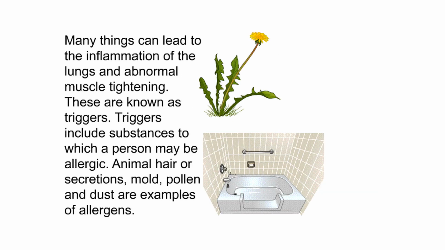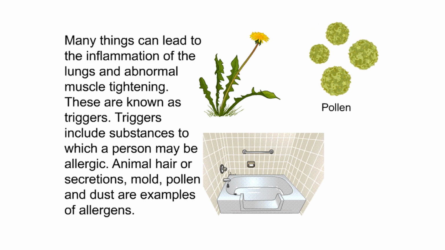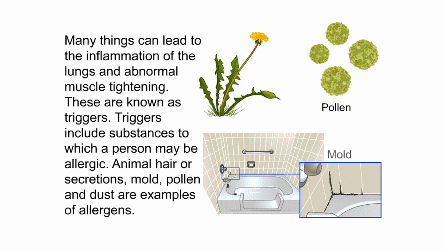Many things can lead to the inflammation of the lungs and abnormal muscle tightening. These are known as triggers. Triggers include substances to which a person may be allergic. Animal hair or secretions, mold, pollen, and dust are examples of allergens.